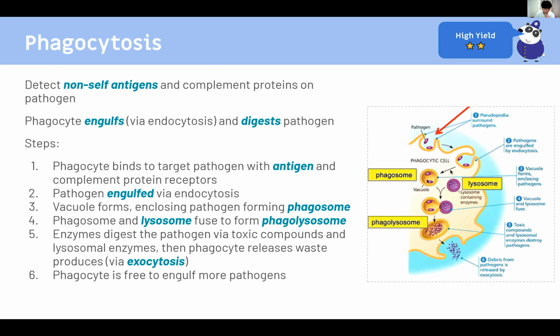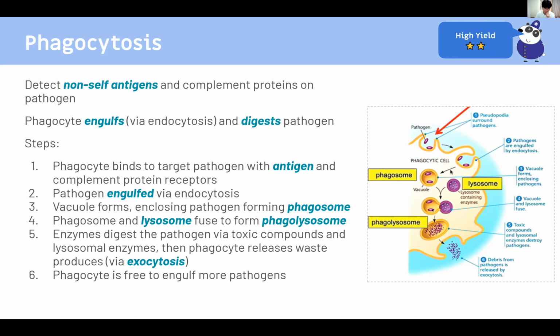Then it comes in. Then a vacuole forms and encloses the pathogen, and this is what we call a phagosome now. And there's always going to be a lysosome within the phagocytic cell already, and this will fuse with the vacuole, creating a phagolysosome.